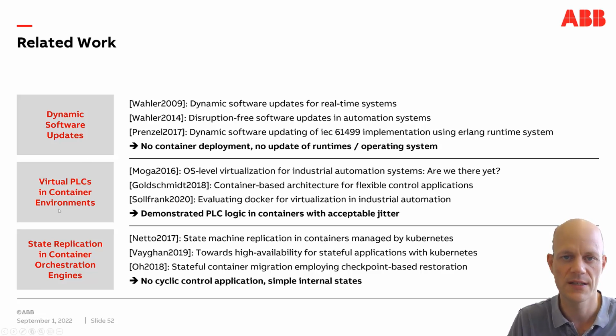However, there have been also tests with running control applications inside software containers, like Docker containers, measuring the jitter on a real-time operating system, and they demonstrated that in principle you can also run PLC control logic for process automation in those containers with acceptable jitter. So this is a prerequisite for what comes then next in our approach.